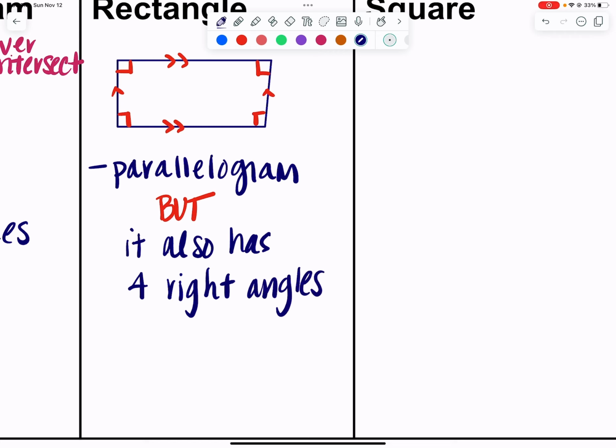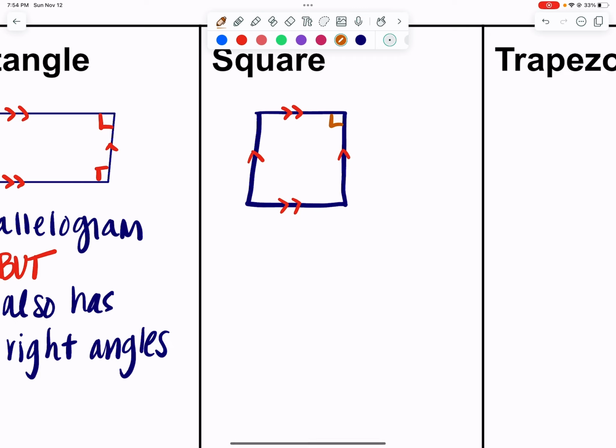It's a parallelogram. So we still have 2 pair of parallel sides. A square still has 4 right angles, so we get everything the rectangle has.